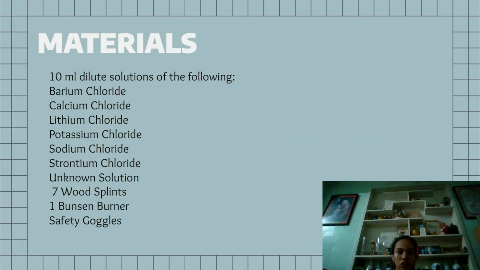The materials used in the experiment are 10 ml dilute solutions of the following: barium chloride, calcium chloride, lithium chloride, potassium chloride, sodium chloride, strontium chloride, an unknown solution, 7 wood splints, 1 Bunsen burner, and safety goggles.